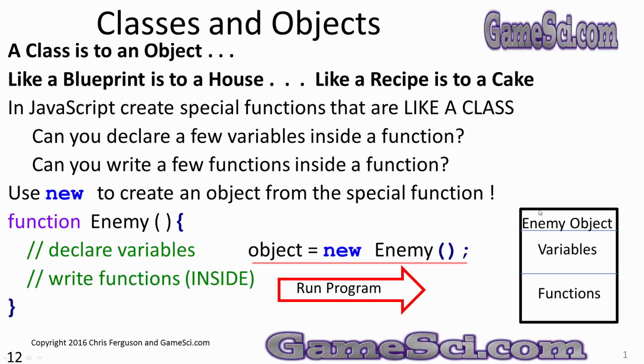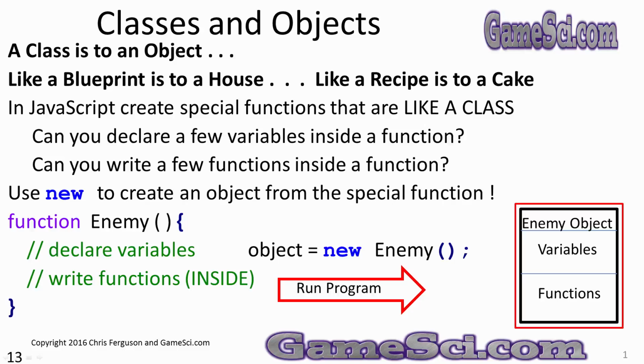Objects are runtime entities. They get created while the program is running by a line that looks like this: object equals new enemy. When this line of code executes while the program is running, it builds an object in computer memory. Another way to think of an object is as a sort of a super variable or an uber variable. An object is a variable, and it contains multiple pieces of information.